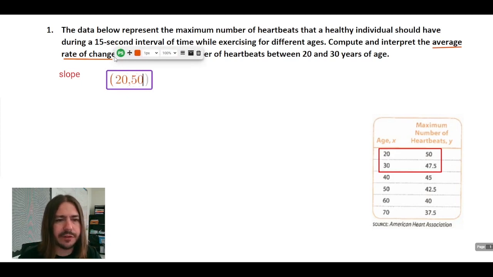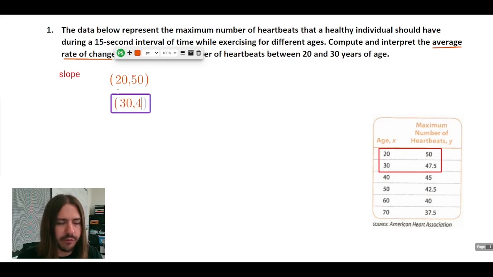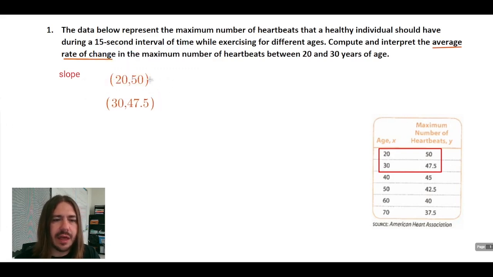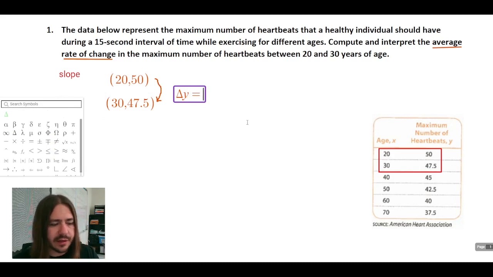20, 50, and 30, 47.5. I'm going to compute the slope using change in y over change in x, the same way we did in class. Our change in y is the change in the y value. In other words, how do I get from 50 to 47.5? I'm going to call this my delta y, or change in y. To get from 50 to 47.5, we need to subtract 2.5.